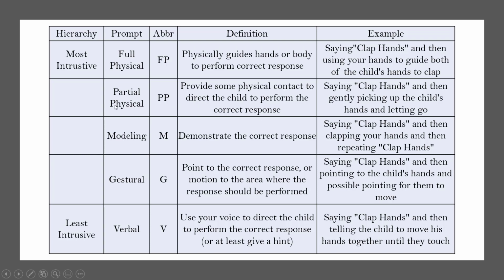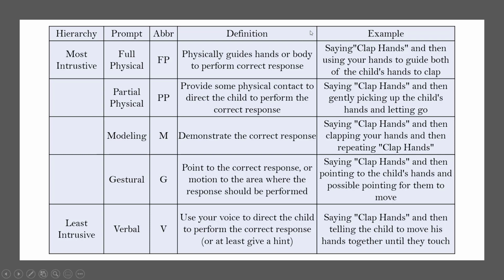And then the physical prompts, you can have partial physical. So you provide some physical contact to help the child engage in the response. So when you say clap hands, you might gently pick up the child's hands and partially physically prompt them and then allow them to do the rest on their own.